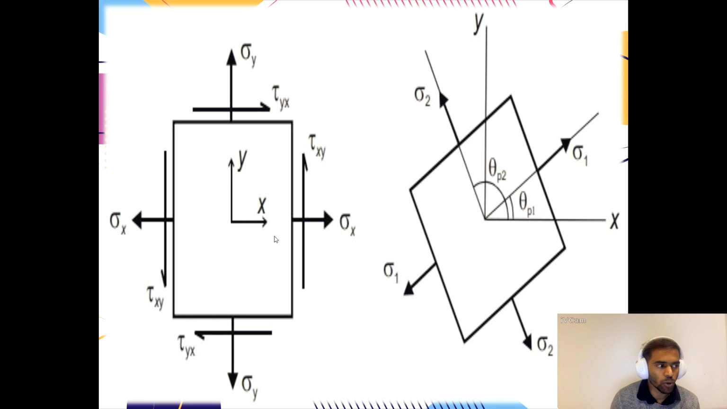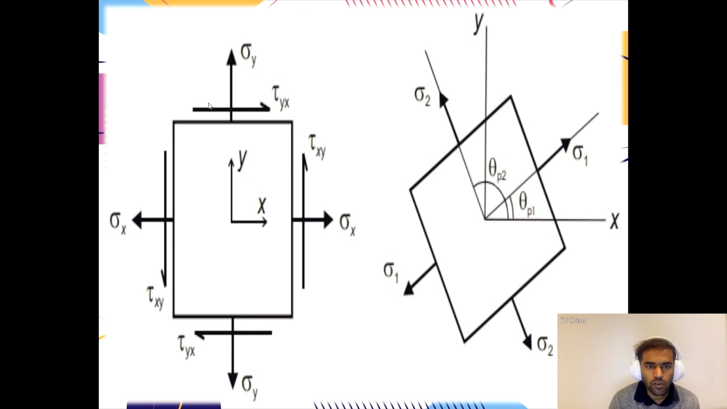At any given point within this cube, there are infinite planes on which we can calculate stress. However, there are specific orientations where the stress is purely normal and there is no shear component. These are the principal stresses, denoted as sigma 1, 2, 3. Sigma 1 is the largest normal stress, sigma 3 is the smallest, and sigma 2 lies in between sigma 1 and sigma 3.